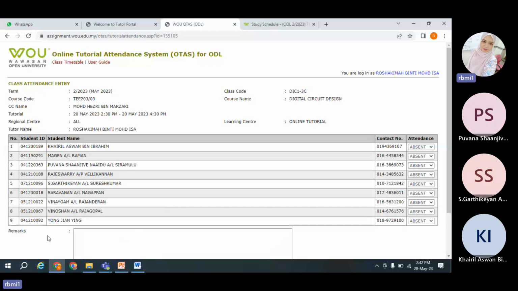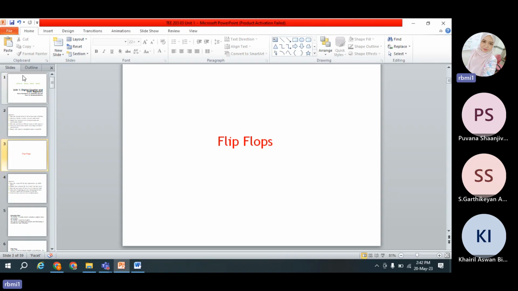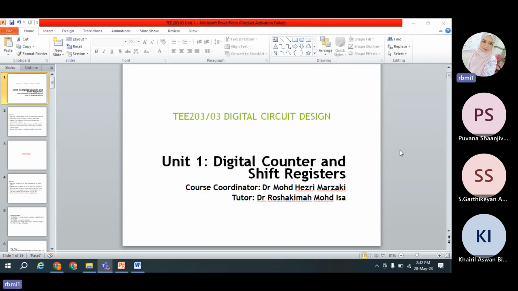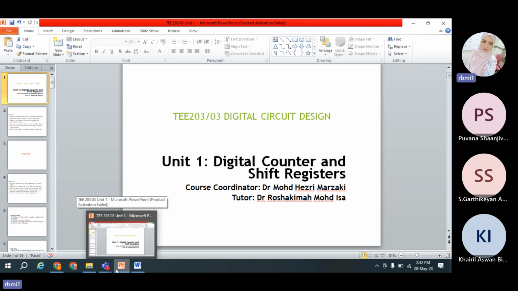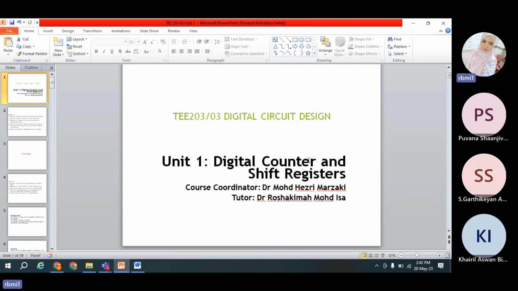So this is all the students that we have in this subject, 9 students. Can you guys see my screen? Boleh nampak my screen? Can, Miss. Alright, thank you. For unit 1, we have 4 subtopics to be covered. We will cover all 4 subtopics today.